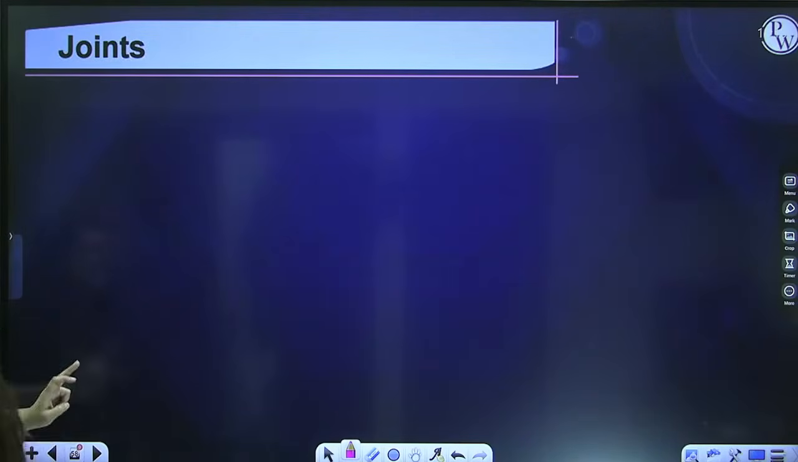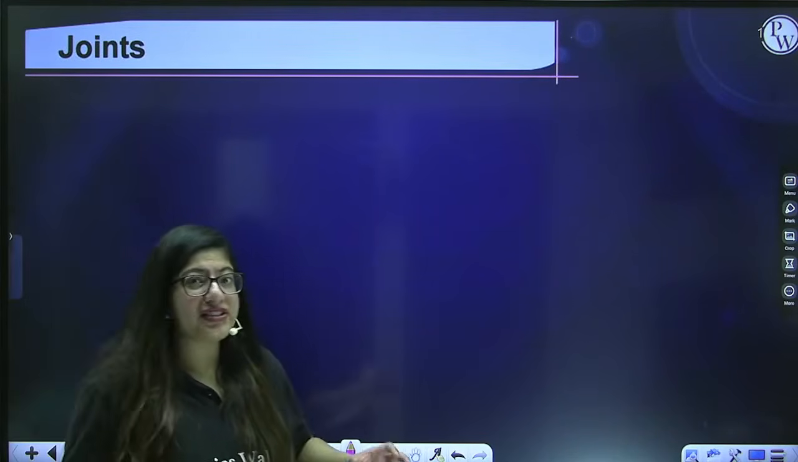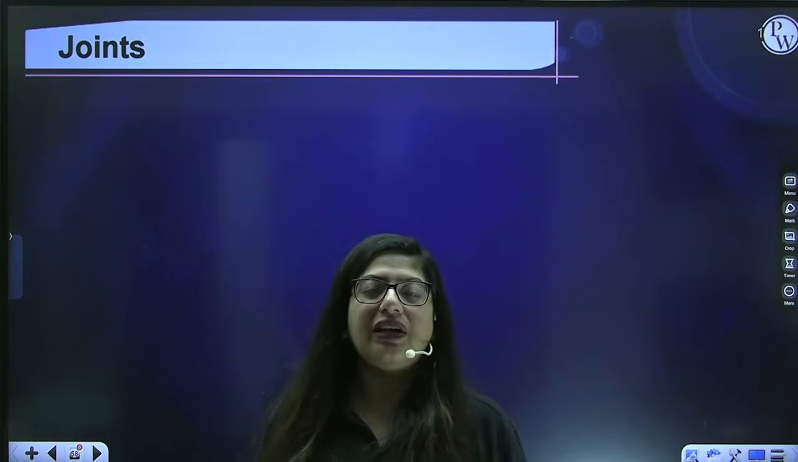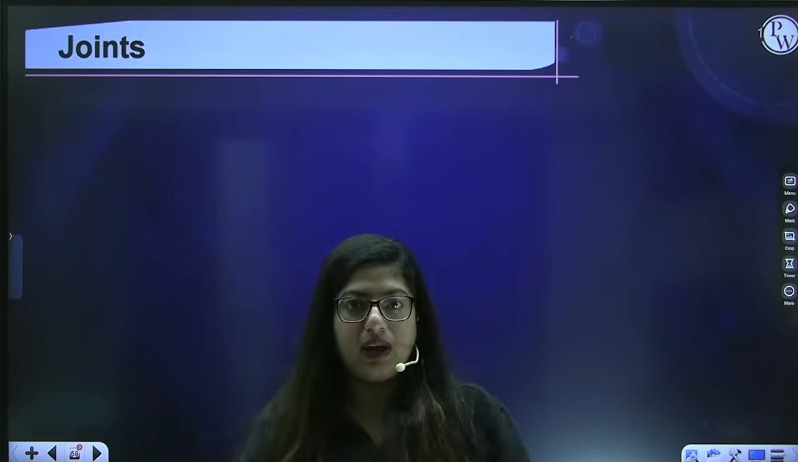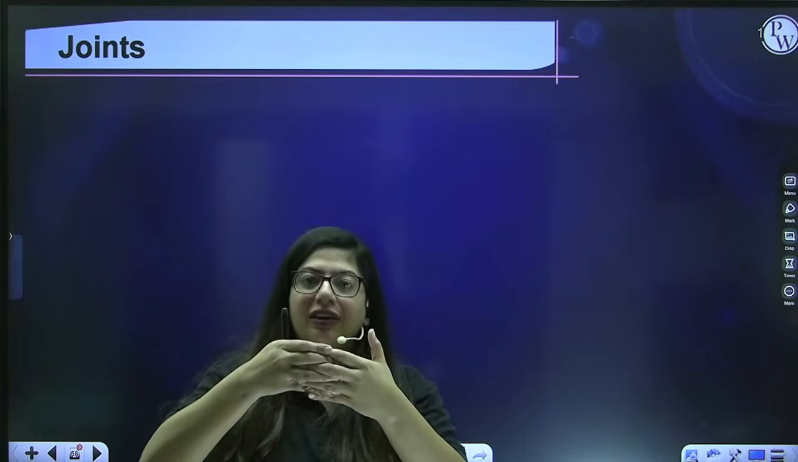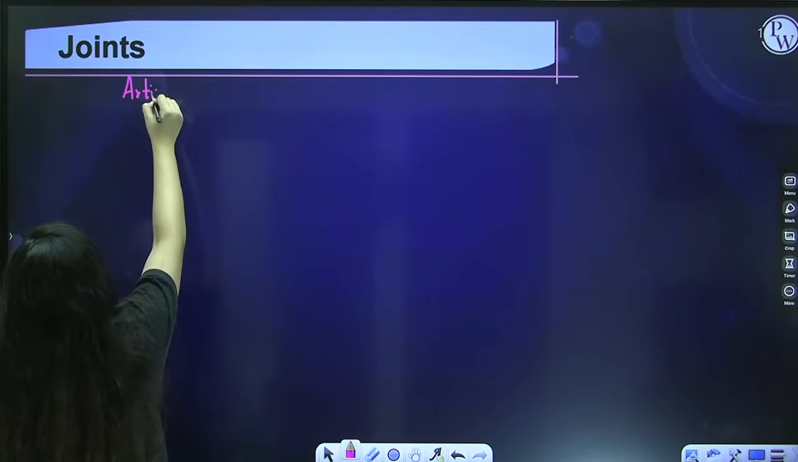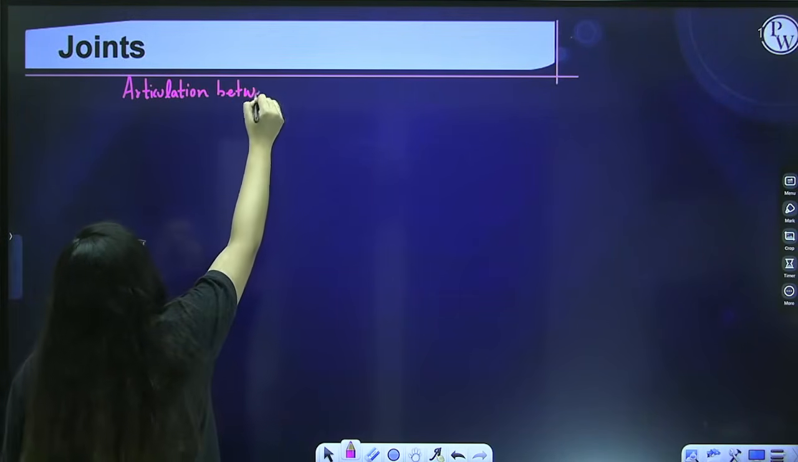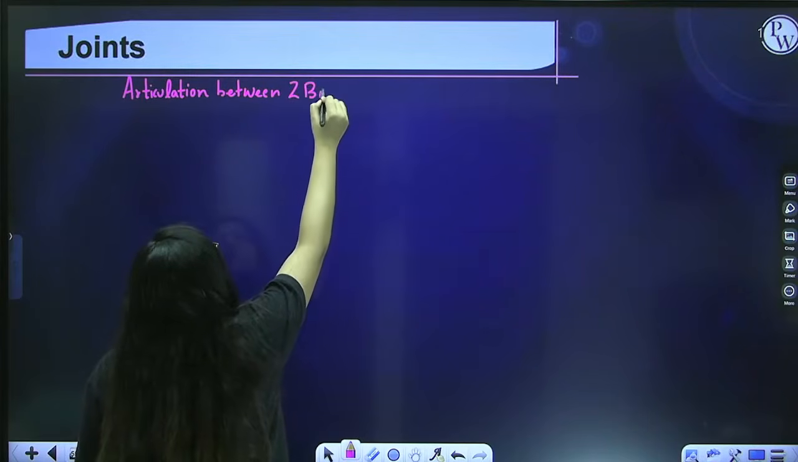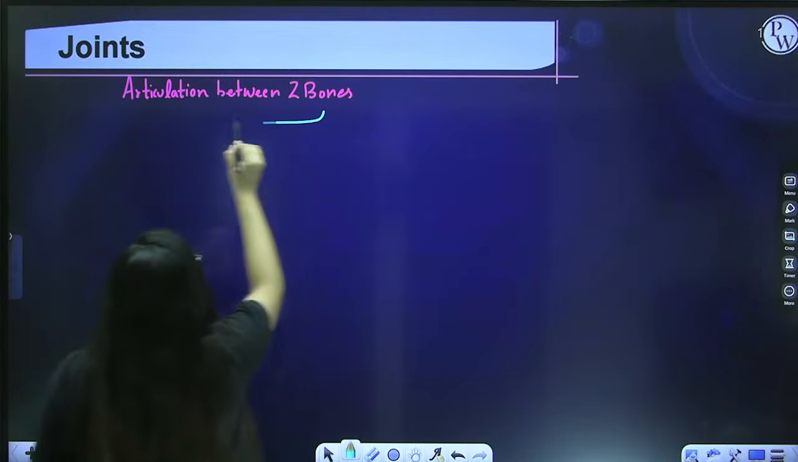Moving further to the joints, the most important topic. Alright guys, so let's talk about joints now. What is a joint basically? It's the articulation between two bones. Articulation means the closeness, where both have been integrated like this. So joints are the articulation between two bones. There are three types of joints. How many types? Three types.